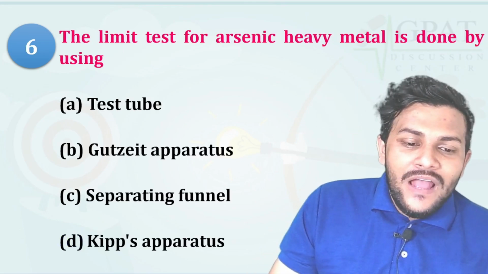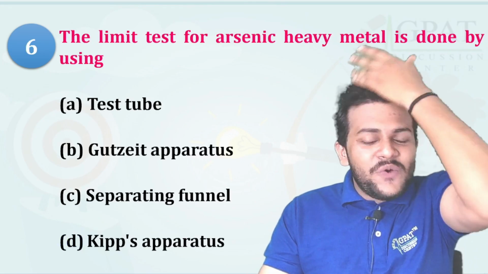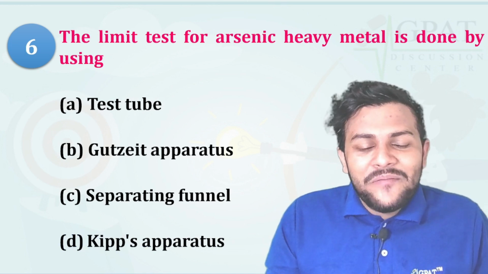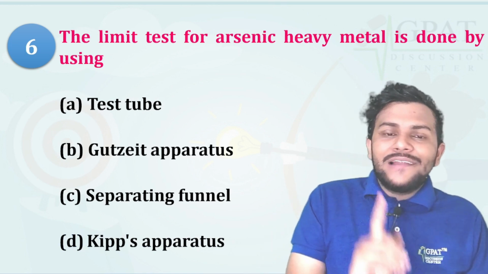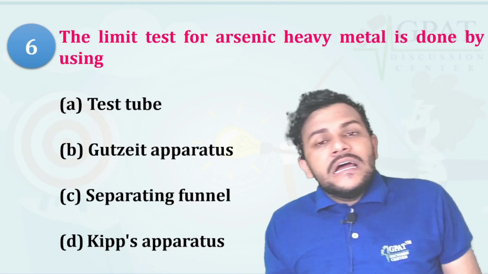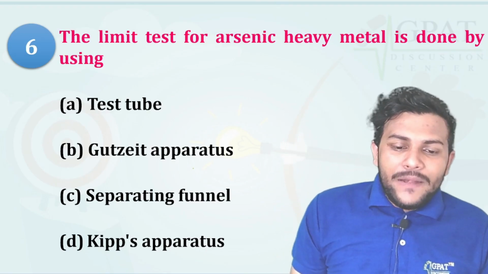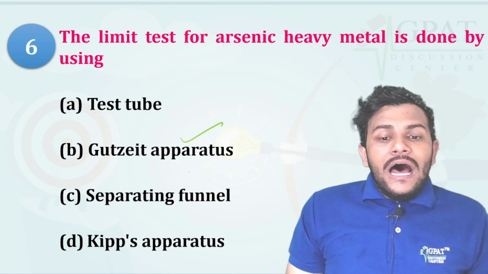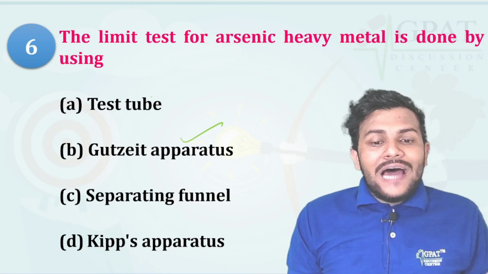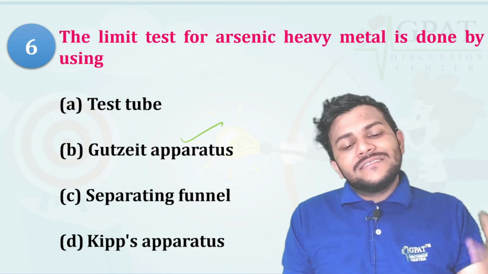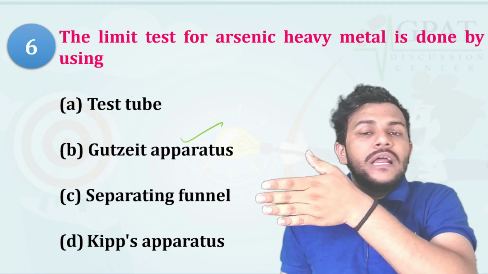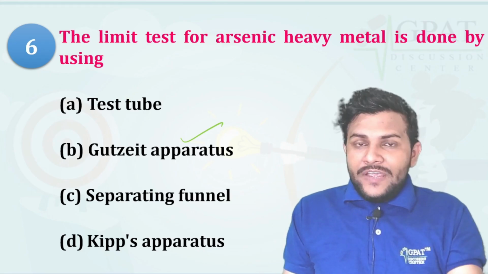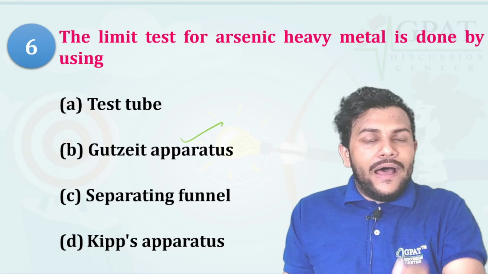Got it? Next question: the limit test of arsenic heavy metal is done by using arsenic. Remember these things: the arsenic limit test is performed in the Gutzeit apparatus, whereas the Nessler cylinder is used to perform the limit test of chloride, sulfate, and iron.